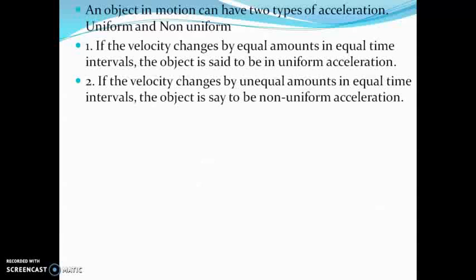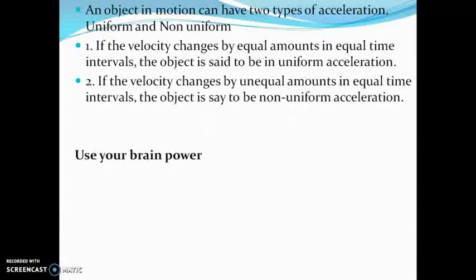An object in motion can have two types of acceleration: uniform acceleration and non-uniform acceleration. Now in the previous one we studied uniform and non-uniform speed. Now we will be studying uniform and non-uniform acceleration. So let's see what this is. If the velocity changes by equal amounts in equal time intervals, then it is said to be a uniform acceleration. Whereas if the velocity changes by unequal amounts in equal time intervals, the object is said to have non-uniform acceleration. Okay, so in both cases, time is the same. In the first case, velocity is changing by equal amounts, whereas in the second case, velocity is changing by unequal amounts.